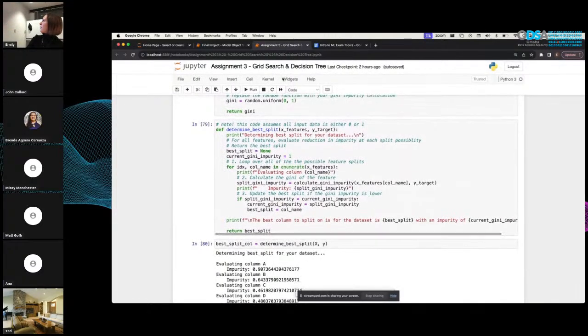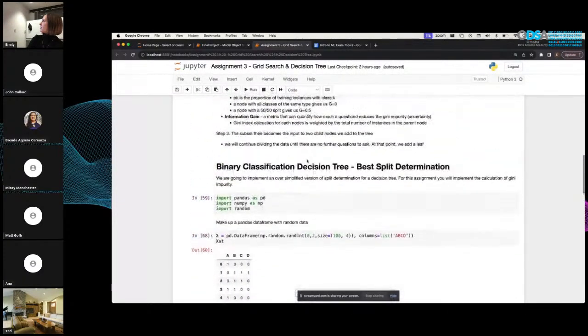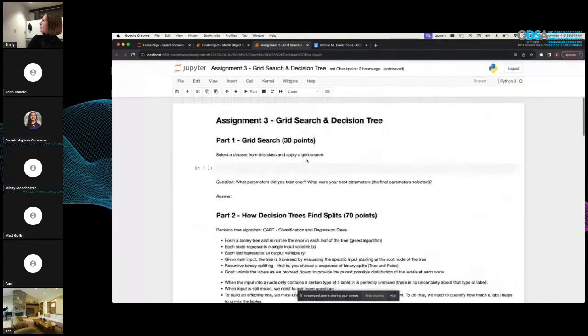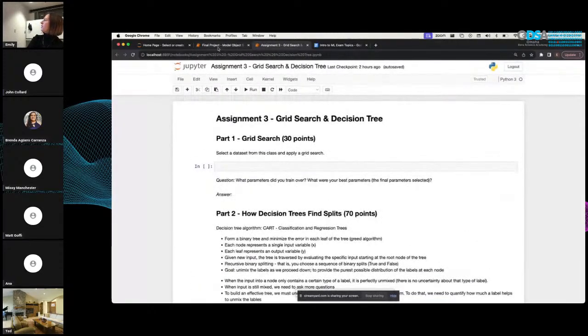So maybe we'll come back to this after we talk about decision trees. It's a little weird to talk about it now. We haven't even figured out what those are.